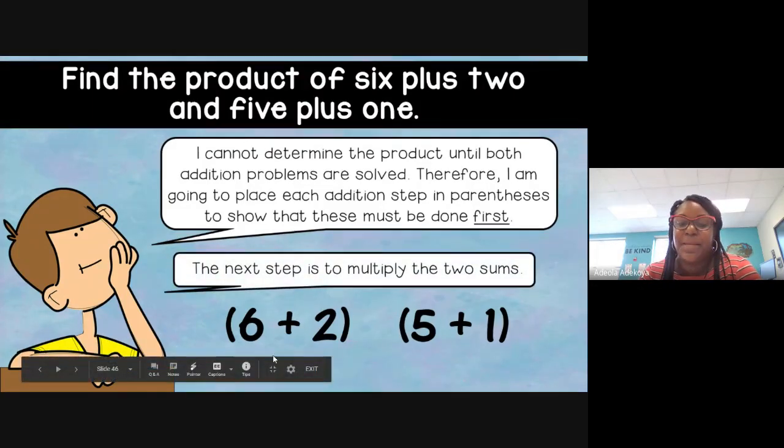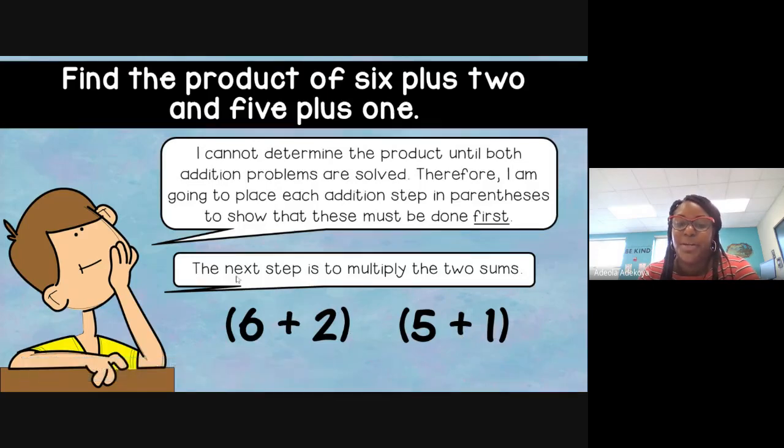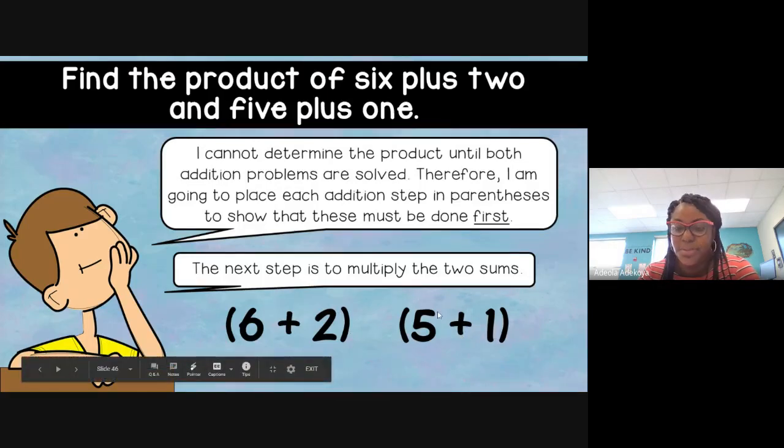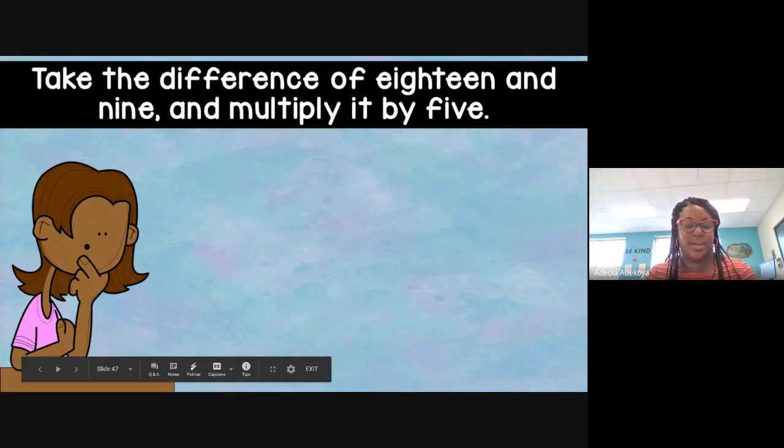So the next step, after adding these in parentheses, is to multiply these two sums. So this will be 8 times 5.